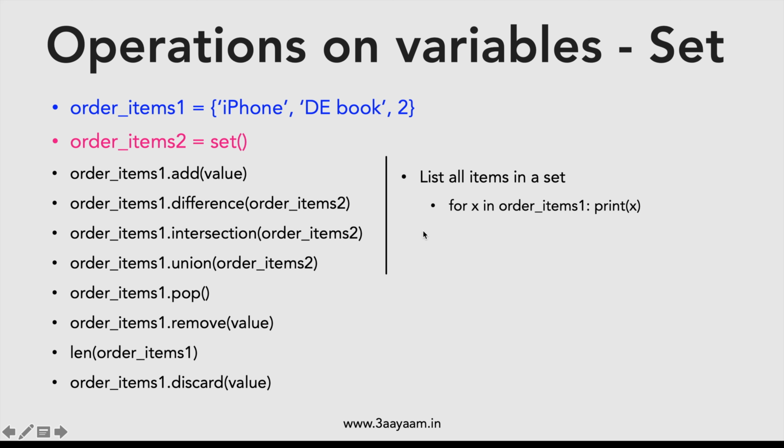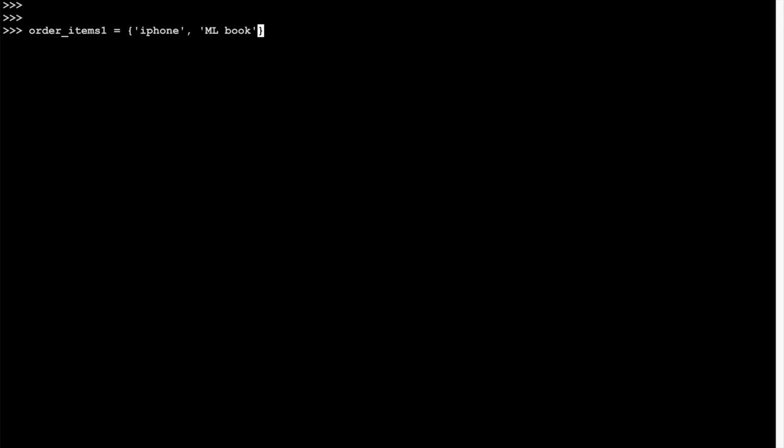There are a few other operations. To list all items in a set, we have to use the for loop. So as you can see, the number of operations that you can perform on a set variable is pretty limited. Anyway, let us go ahead and do some hands-on.